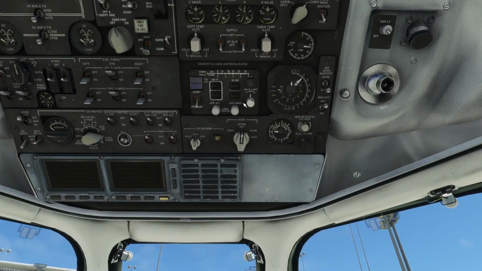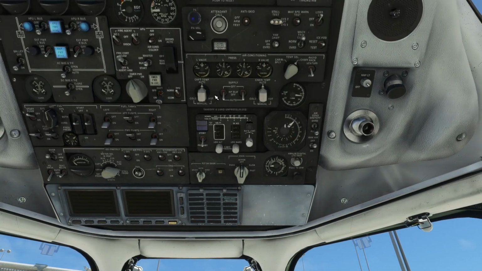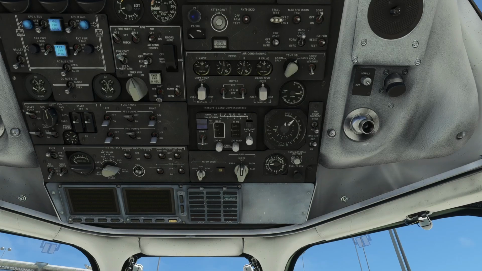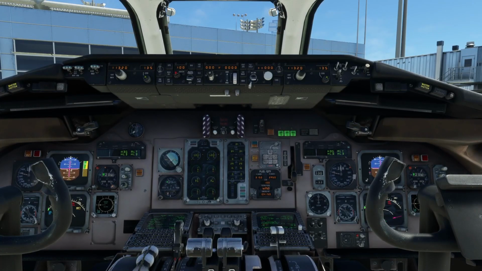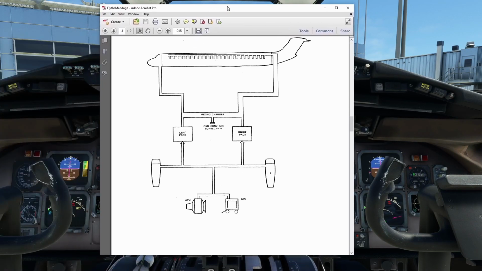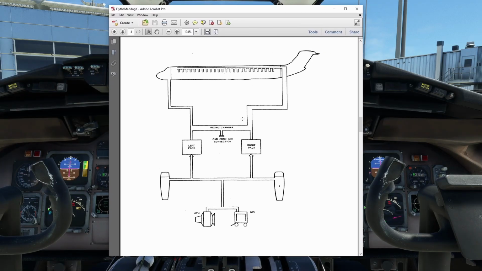Okay. So that is the pressurization system. That is the air conditioning system for the most part. The last thing we want to cover with regard to the air conditioning system is this other schematic that I have here, just to give you an overview of how this looks, because I told you I'd talk about it.